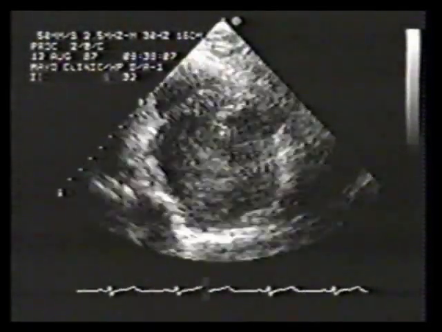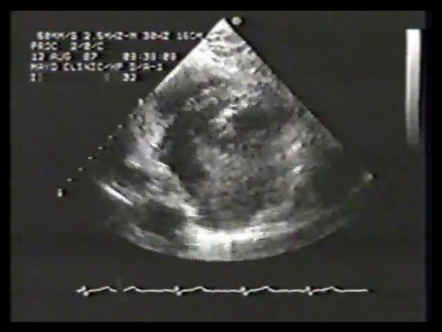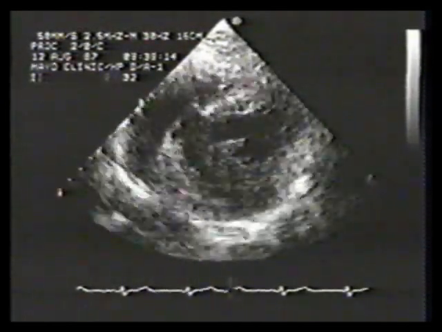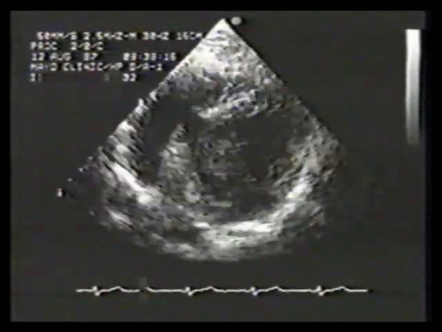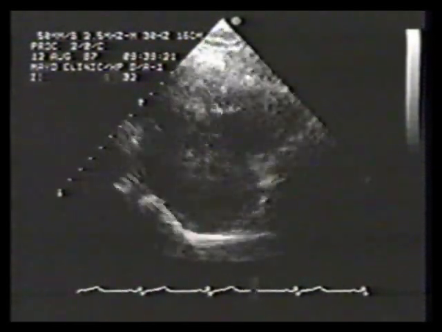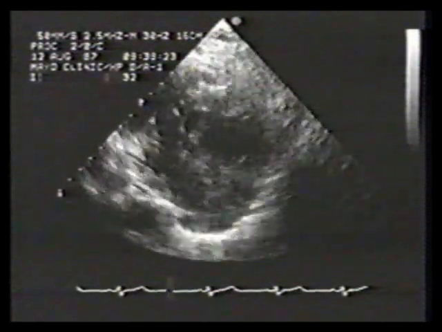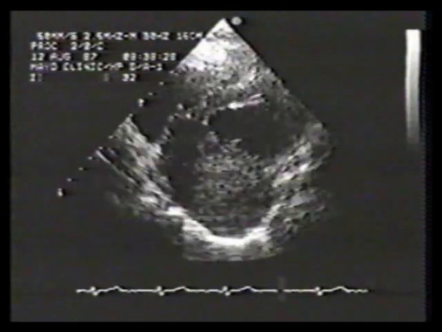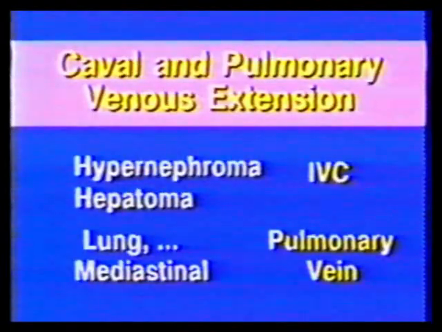On closer examination of short-axis scans of left ventricle, note that this mass is incorporated into the myocardium, particularly along the ventricular septum. This is very characteristic of a malignant metastasis to the heart and is very characteristic of malignant melanoma. The hypernephroma and hepatoma typically migrate to the heart through the inferior vena cava, while pulmonary venous extension is more typical of lung and mediastinal tumors.